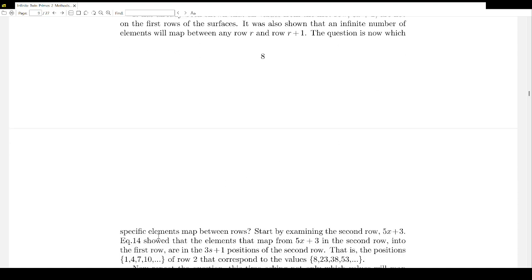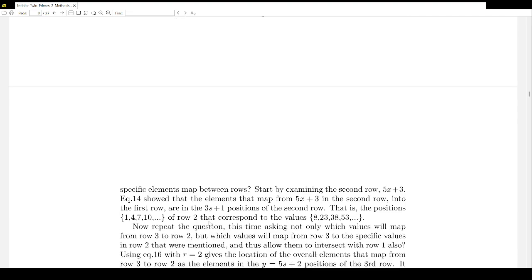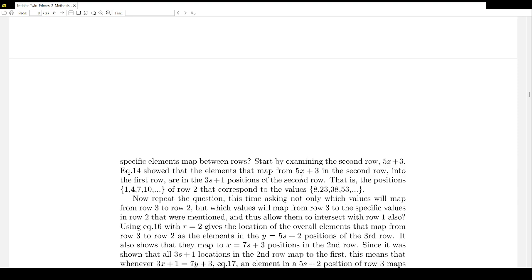So the question is now, which specific elements are the ones that are mapping between those rows? Start by examining the second row, 5x plus 3. Equation 14 showed that the elements that map from 5x plus 3 in the second row into the first row are in those 3s plus 1 positions of the second row. That is the positions 1, 4, 7, and 10 of row 2 that correspond to the values.